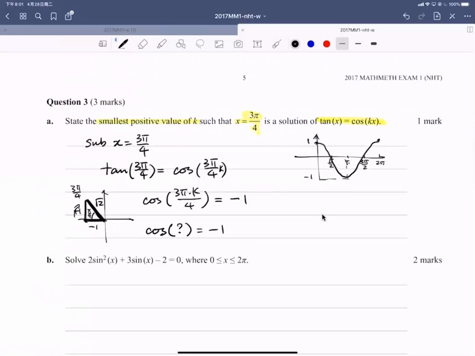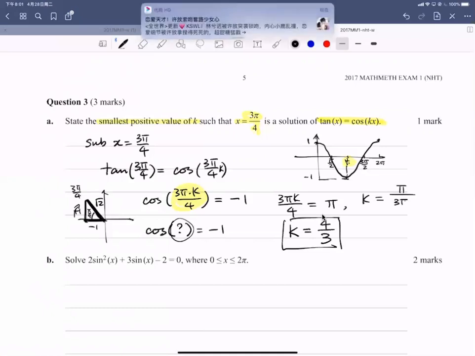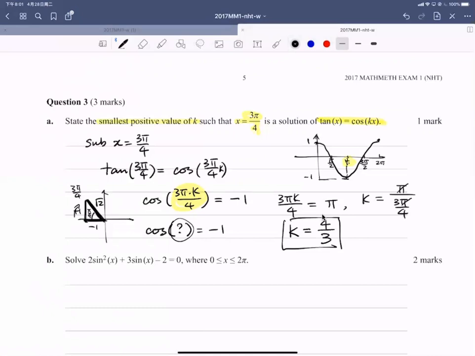I think the smallest positive value for the inner bracket to be cosine bracket minus 1. So 3 pi k over 4 equals pi. I am actually equating that to pi. Therefore, your k value should be 4 on 3, okay? You just need to do something like pi over 3 pi on 4. Cancel, cancel, 1 on 3 on 4, which is 4 on 3. Flip that around.